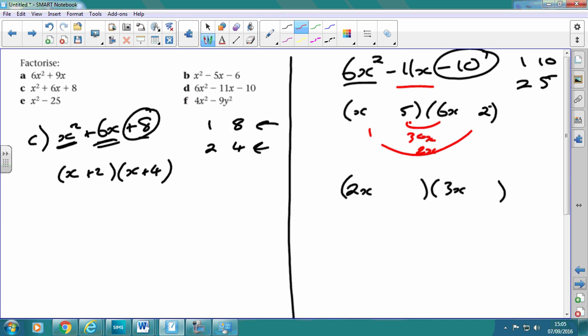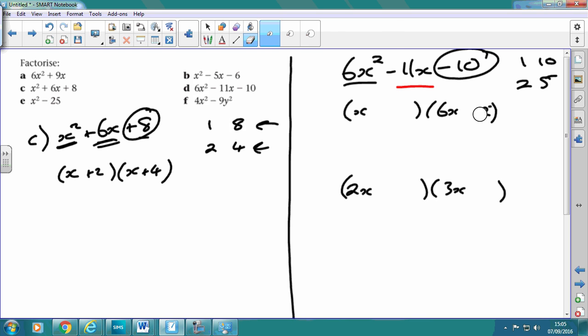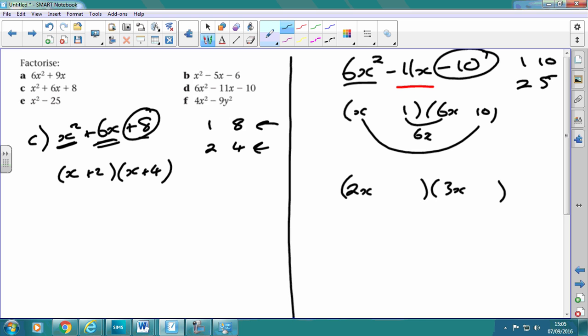Oh no, sorry, we haven't tried 1 and 10 yet. Let's try 1 and 10. So we've got 1 times 6x, which is 6x. We've got x times 10, which is going to be 10x. We can't use 6x and 10x to make 11x. It's not going to be that way around. Again, the quicker you get at doing this, the next thing I'm going to do is swap them around. If I put the 10 there and the 1 there, if I do 10 times 6x, that's going to be 60x. Then you've got the x times the 1, which is going to be 1x. I can't use 60x and 1x to make 11x. So that was all just a big, fat waste of time.